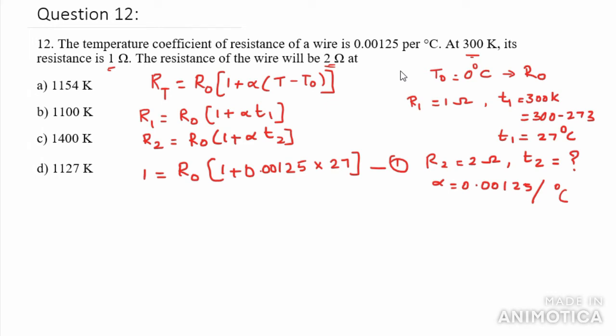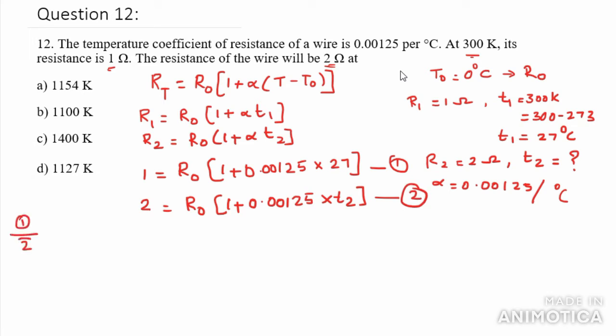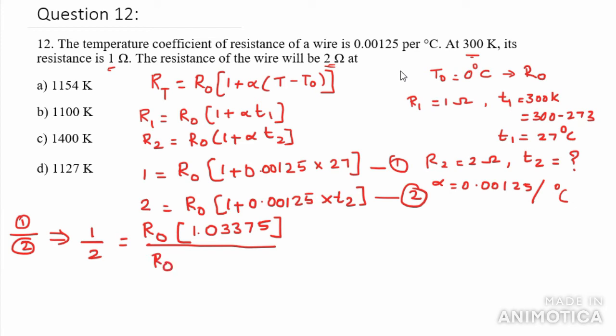And the second one is R2 is 2 ohms. So 2 is equal to R0 into 1 plus, again alpha, 0.00125 into T2, which is the unknown. So this is the second equation. Now 1 divided by 2 is equal to 1 by 2, is equal to R0 into this 1 plus this becomes 1.03375, divided by R0 into 1 plus 0.00125 into T2. So this gets cancelled and you can write it as this.